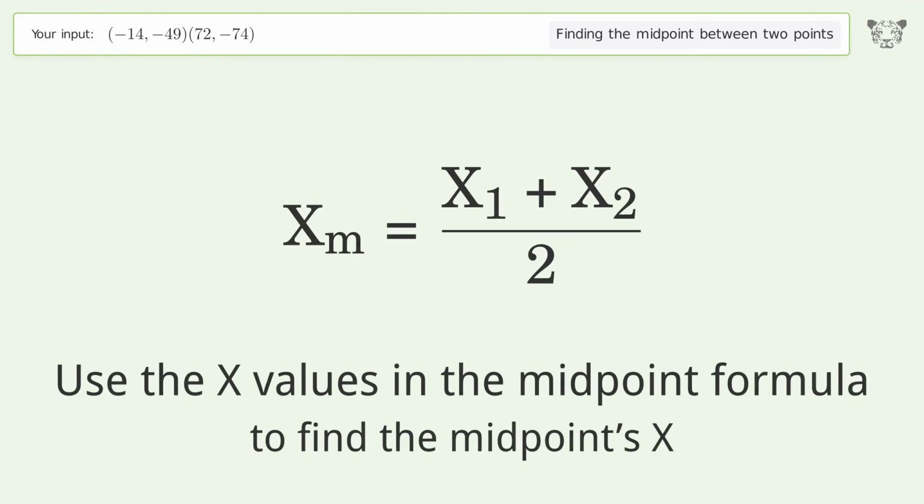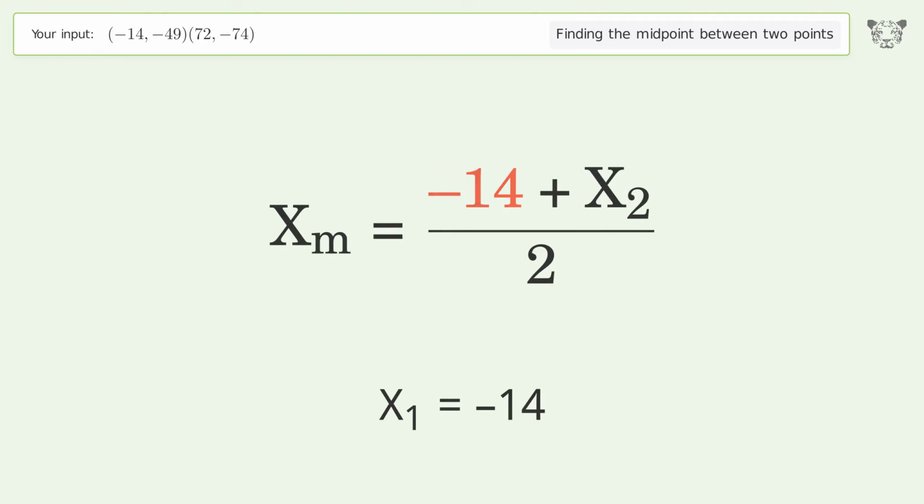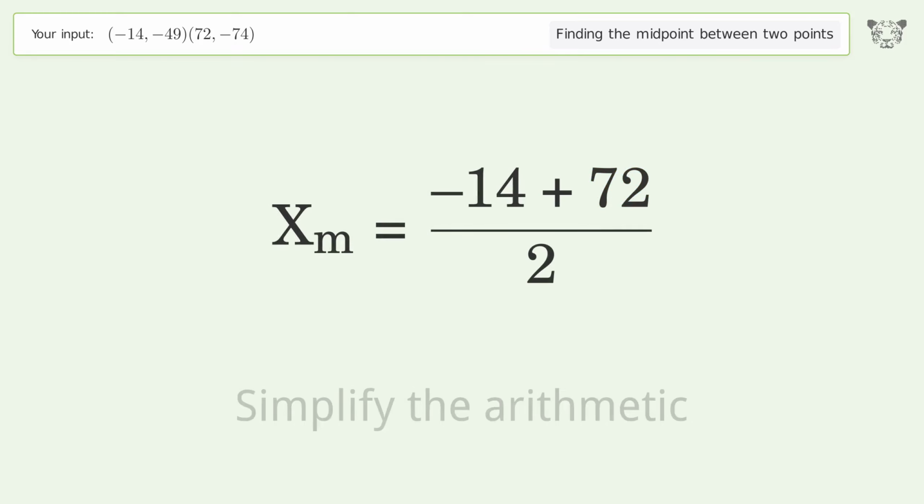Use the x values in the midpoint formula to find the midpoint's x. x1 equals negative 14. x2 equals 72. Simplify the arithmetic.